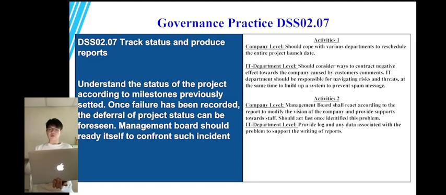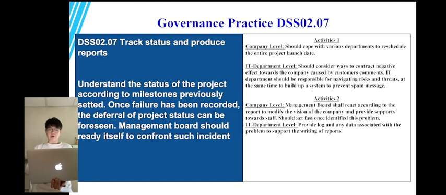Since social media is prone to attack from competitors or spam messages, it is easy to damage a firm's reputation simply by organizing an assault towards the social media account, such as leaving negative comments or defaming the cooperation with various platforms. So the IT department should be responsible for navigating those risks and threats, and at the same time build up a system to prevent spam messages. Second, produce reports regarding the resolved or unresolved incidents and suggest how to avoid them from happening again.